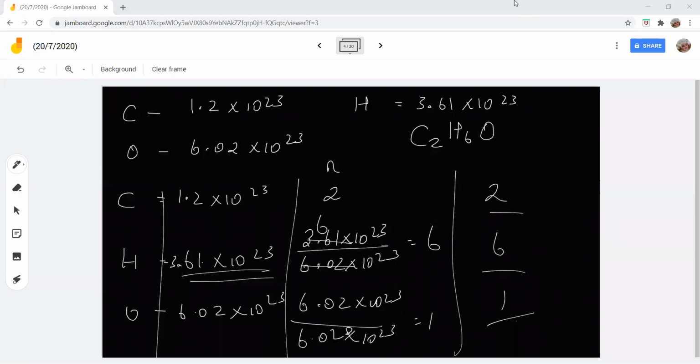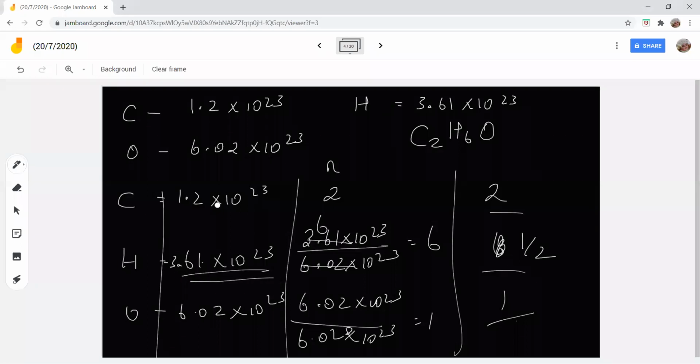Kindly talk. Ma'am, actually 6.02 by 6.02 is 1, no, ma'am. So this will be 1. And again 1.2 by 6.02 is 0.2, no, ma'am. Ma'am, that 1.2 by 6.02 is 6 times larger, no, ma'am.